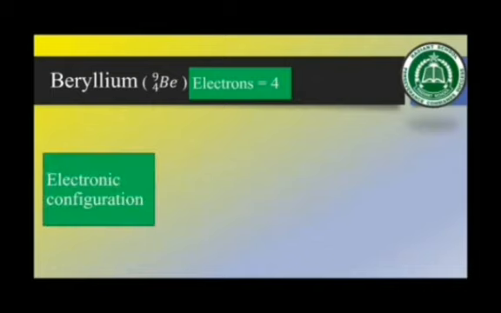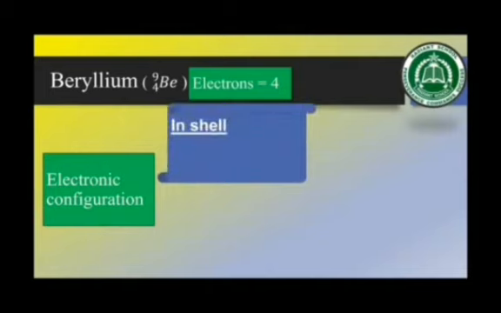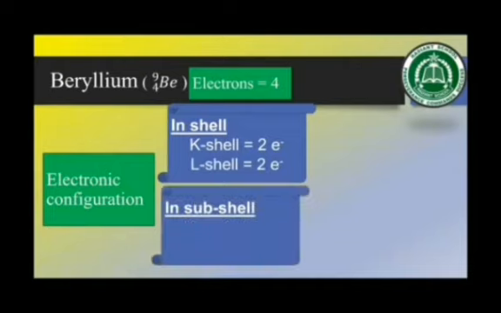First we will see the electronic configuration in shell. First shell, K shell, will accommodate 2 electrons because it can accommodate just 2 electrons. Now how many electrons are left? 2 electrons are left, so they will go in the second shell, that is L shell. So it is the electronic configuration of beryllium in shell. Now we will see in subshell.